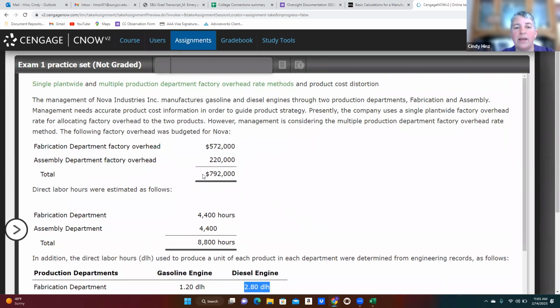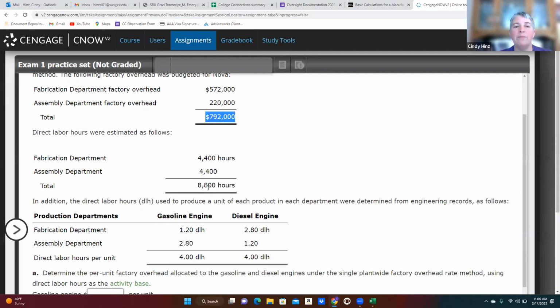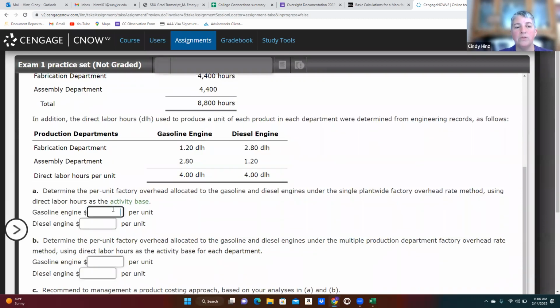So single plant-wide rate, we take the total overhead given there, in my exercise $792,000. Yours may be different. And then we divide by the total of the activity base, 8,800 hours total. That gives us a rate of $90 per direct labor hour, given my information.